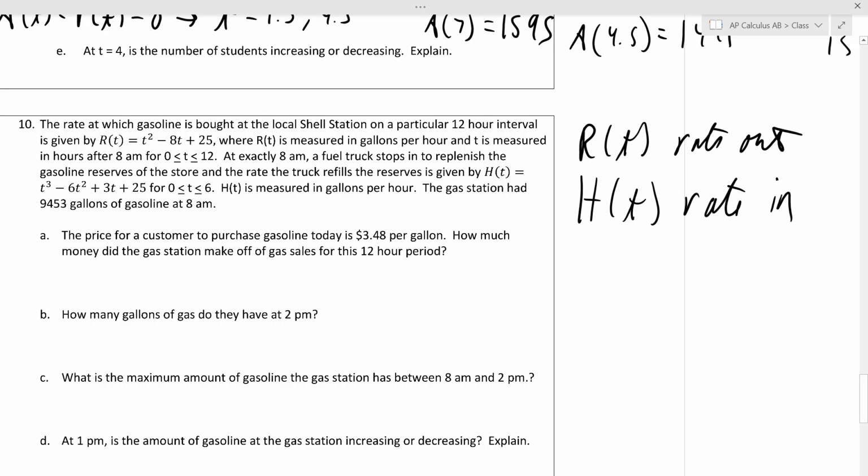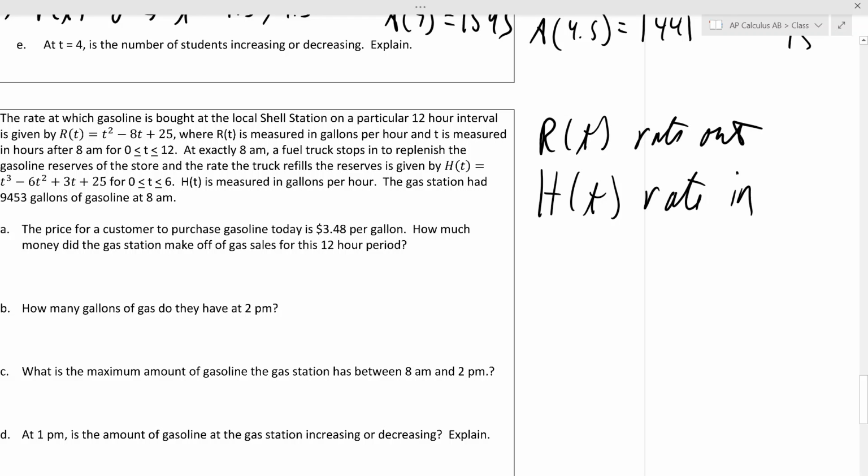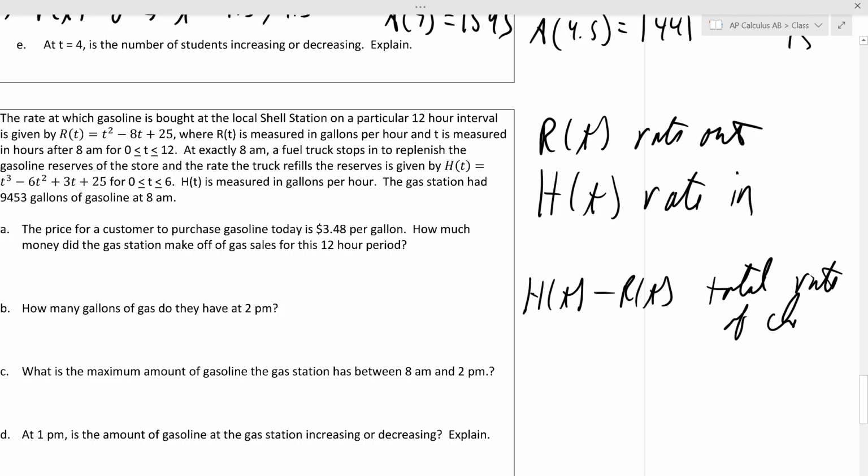Nice work. So we have a rate out and a rate in. So the total rate of change is H of t minus R of t. So that's the total rate of change.